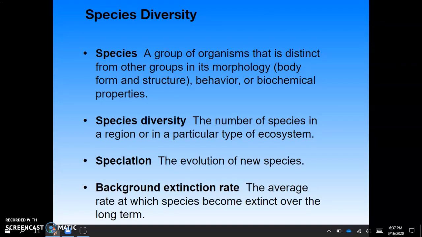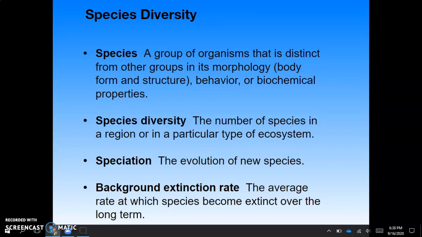Just a reminder, a species is a group of organisms that is distinct from other groups in its morphology, behavior, or biochemical properties. In order to be part of a species, you have to be able to mate with somebody else of your species and produce fertile offspring. That's the scientific definition. Species diversity is just the number of species in a region or a particular type of ecosystem. Speciation is an event which is just the evolution of a new species, and this can happen through things like isolation, land barriers, things like that, and that's something that you learn in biology.